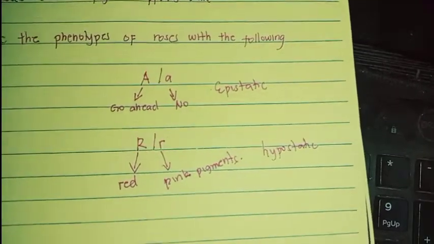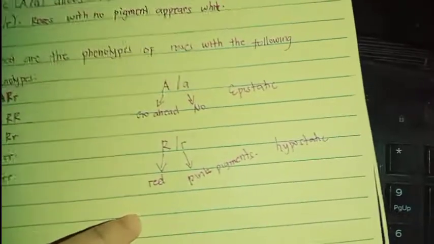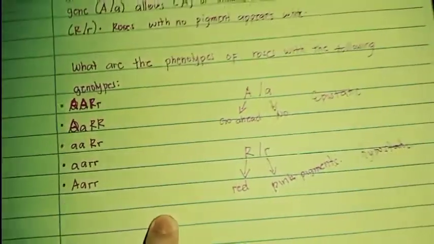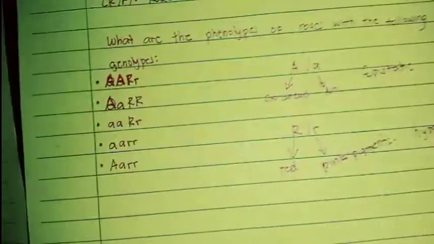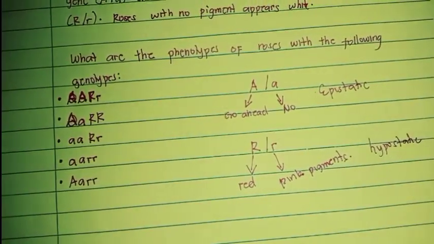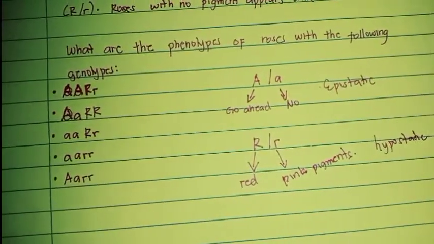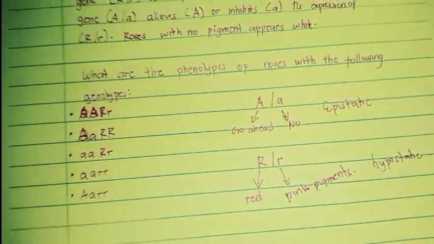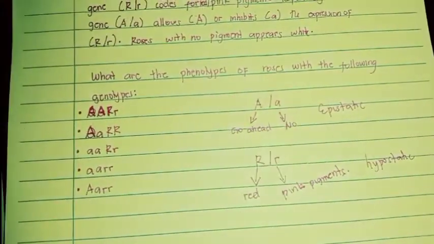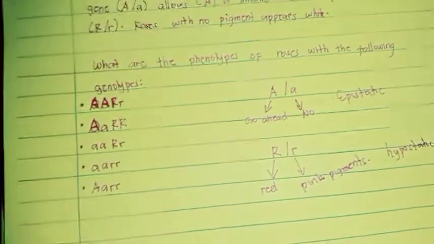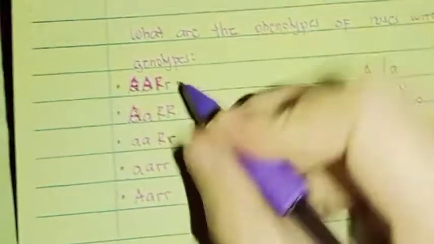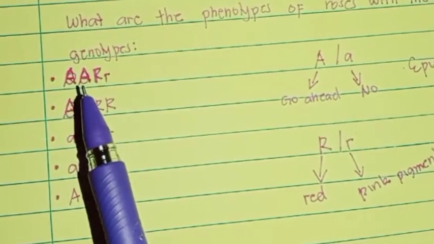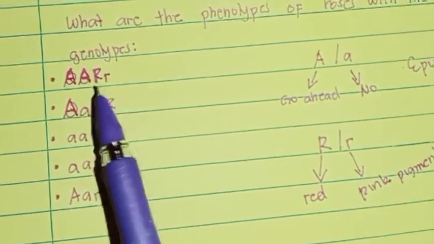So because we already have this illustration to help us identify everything with the question that we have here in the paper, let's proceed and answer the 5 questions to know what the genotypes of these roses are. The question is, what are the phenotypes of roses with the following genotypes? Let's first look at the first example, which is capital A, capital A again, capital R, and small r.